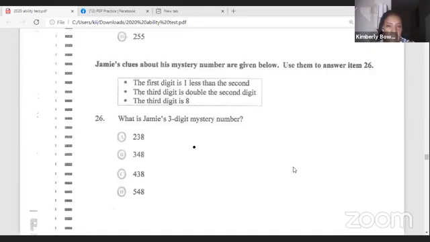We're looking at the third deciding factor. The third digit is double the second digit. When you double 2, you do not get 3. Sorry, the third digit is double the second digit. So when you double 3, you do not get 8, but when you double 4, you get 8. So 3 is less than 4 by 1, and when you double 4, you get 8. The answer is 348.